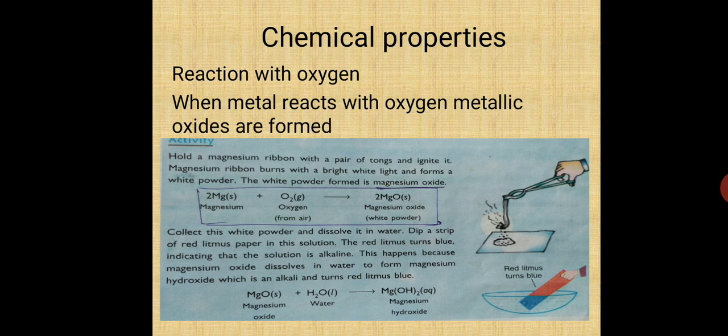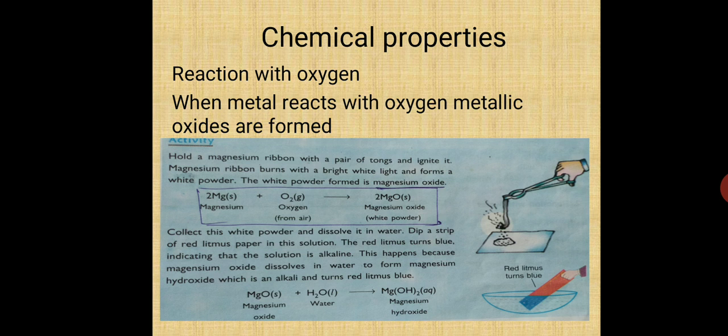And you have an activity, you have to perform this activity in the lab. A piece of magnesium ribbon is held with a pair of tongs and it is burned. You can see the ash is collected on a piece of paper or in a jar. That ash which is formed will be metallic oxide.